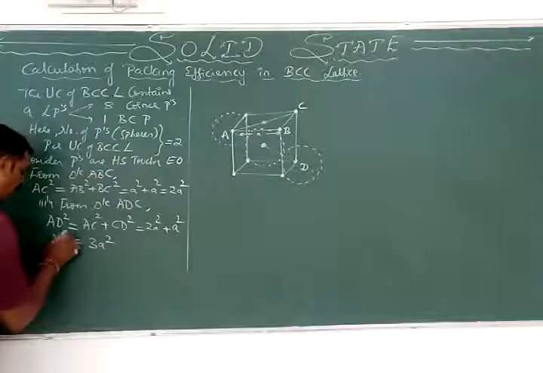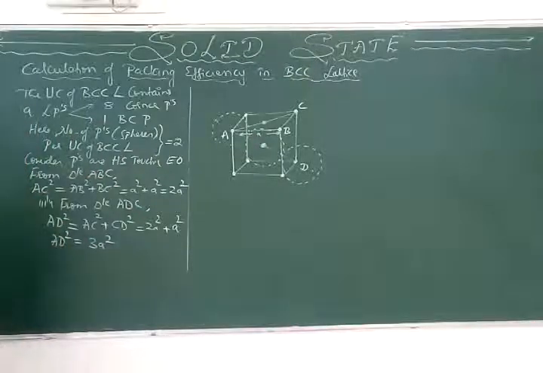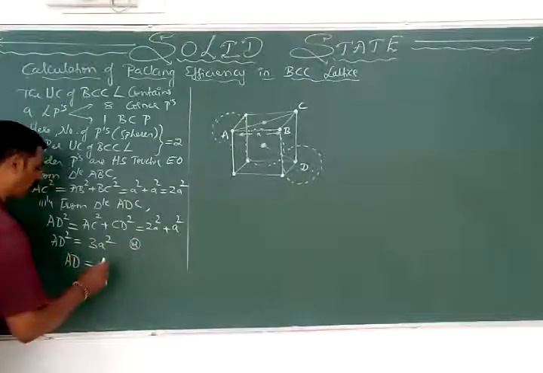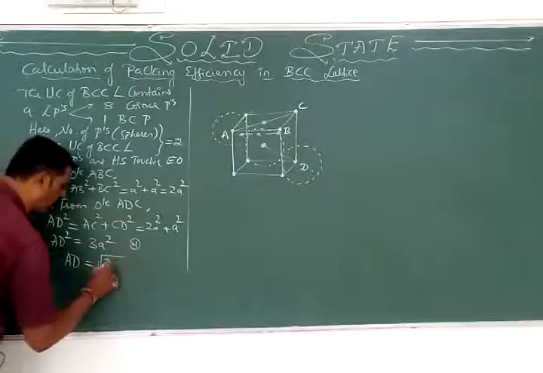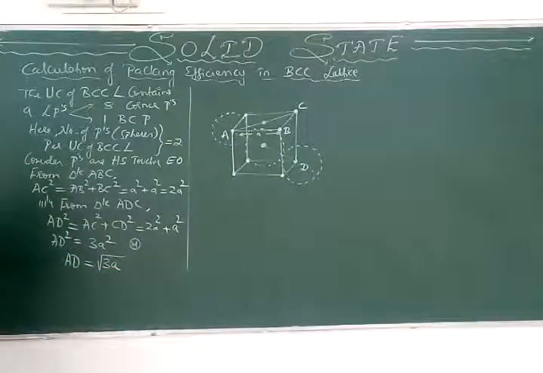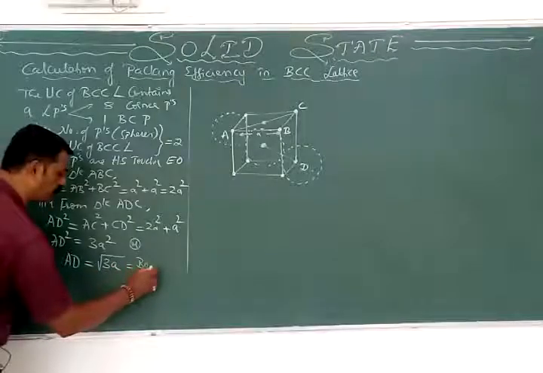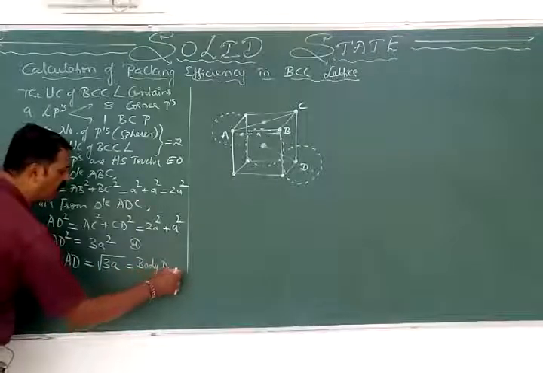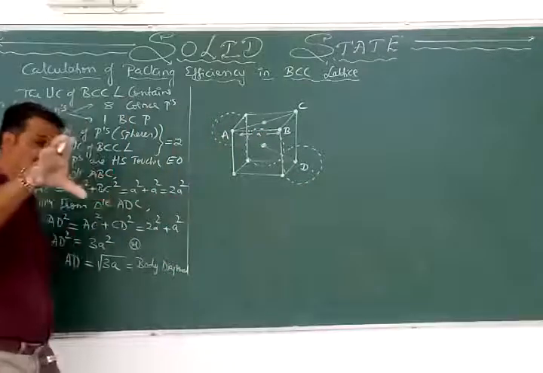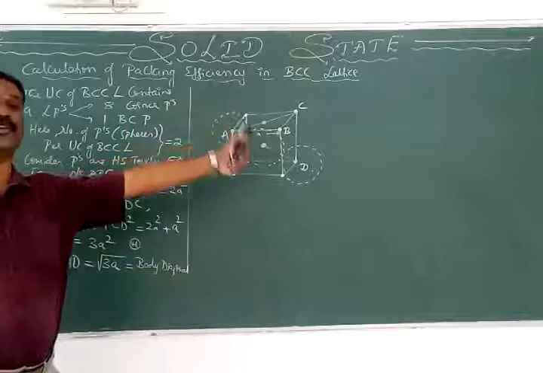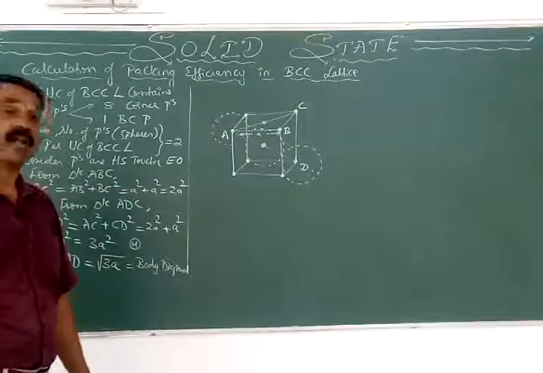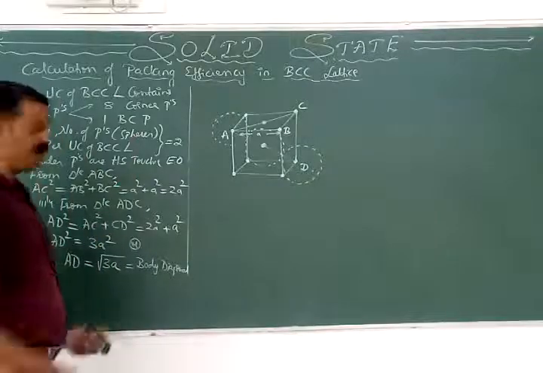So AD square is equal to 3A square. What is AD? AD is equal to square root of 3 into A. And this is called the body diagonal. Because at the center we have the body centered particle, and at the opposite end we have a corner particle, that diagonal is called the body diagonal.